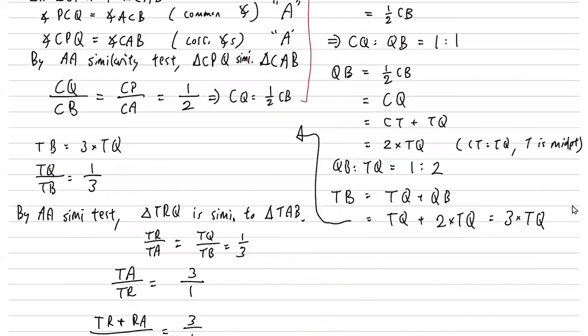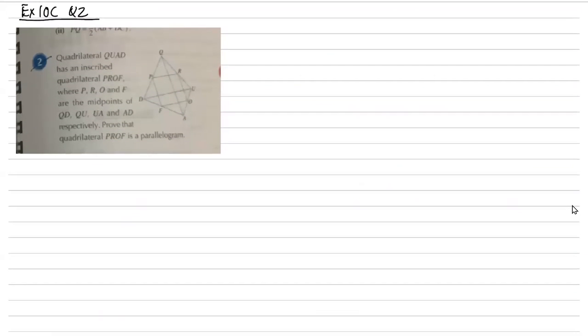Okay, so let's begin this next one. Exercise 10C question 2. Ready? Let's go. So first thing, we realize that in order to prove that PROF is a parallelogram, we need to show that opposite sides are parallel. Two pairs of parallel lines. In other words, PR parallel to OF, as well as PF parallel to RO. Okay, that's our objective. And we can make use of the midpoint theorem to help us prove that.